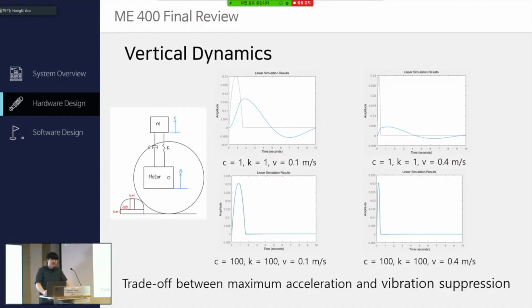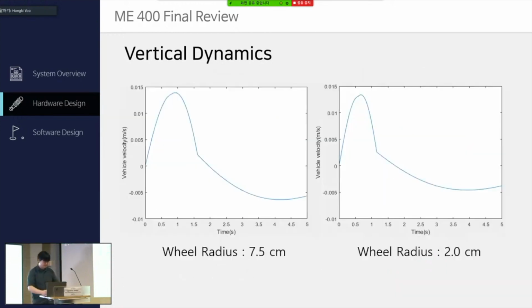Before we designed the vibration compensation system, we simulated a linear system which considers bump shape and hill size. There is an optimal K and C because there is a trade-off between low acceleration and vibration suppression. Also, a large wheel radius produces low vertical acceleration of the vehicle when it drives over the bump. So we set the radius of the wheel to the maximum value allowed in the guideline.